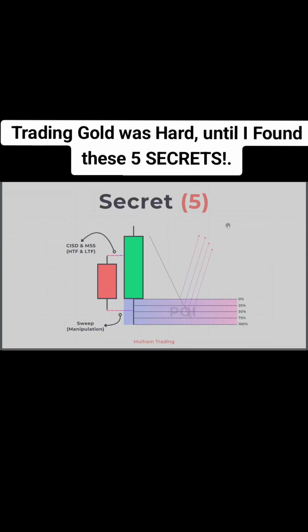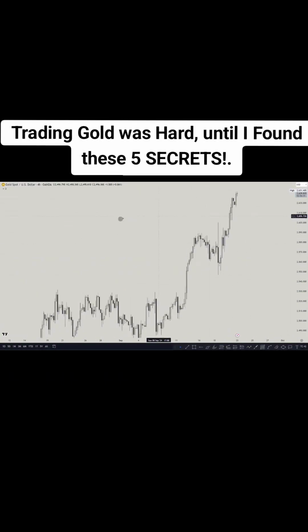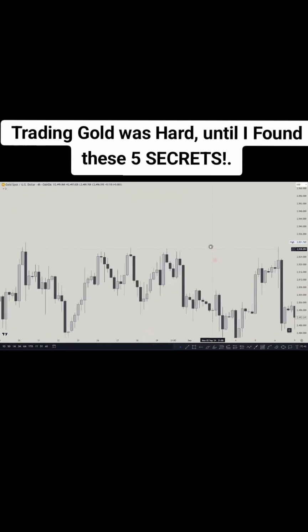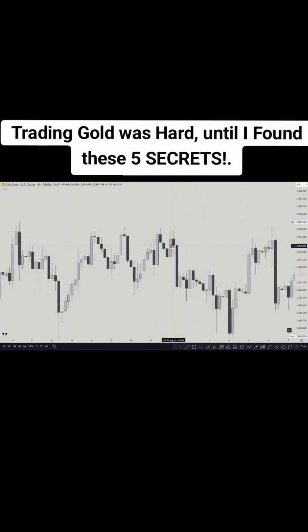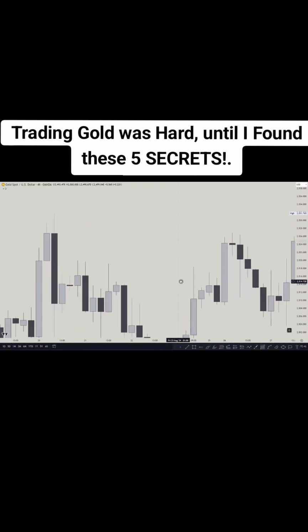Let me show you some examples based on the specific concept. That is the manipulation wick. Now, if you go to gold on the 4-hour time frame, and this is the current time for gold, if we go and look for the pattern now in any time frame, feel free to look for this on any time frame. Make sure to also apply some experience here because we're not looking for anything blindly. And look for the pattern that I'm talking about.